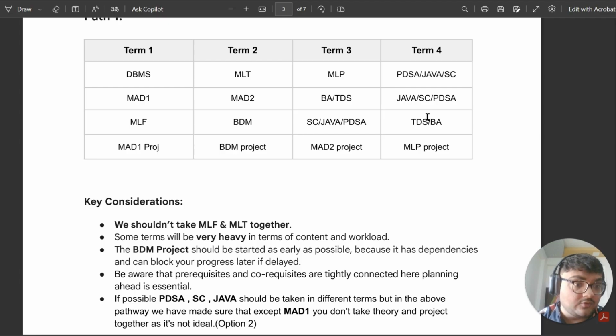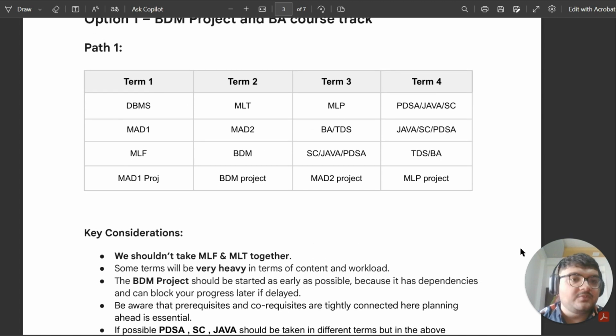So it is suggested from the team also that don't take theory and project together. As you can see, the MAD2 is here and MAD2 project is here, MLP is here, and MLP project is here. So that's why the PDS and Java is together. I have tried that MAD2 project is separate and MLP project is separate. This is the preferable option.